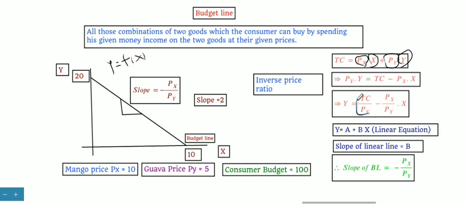And this is similar to the linear equation a plus bx, where a is a constant term and b is the slope or coefficient of x. So in a linear equation, we know that b is the slope. Similarly, here the slope of the budget line is minus px divided by py. So it is the inverse price ratio. The slope of the budget line is also known as the inverse price ratio.